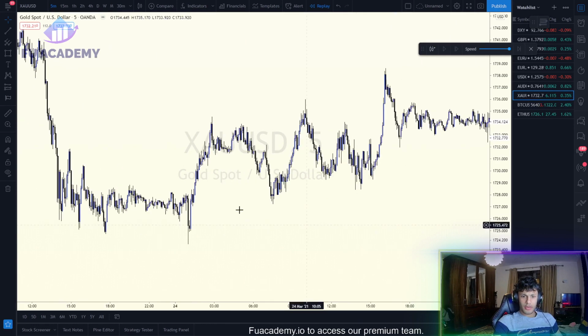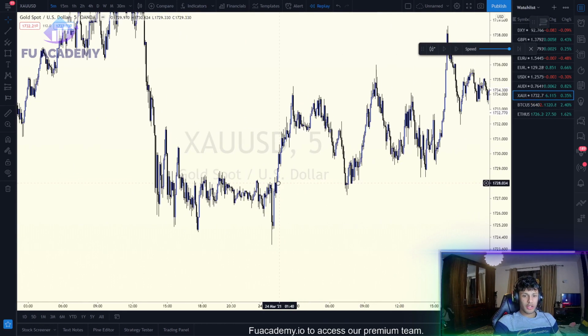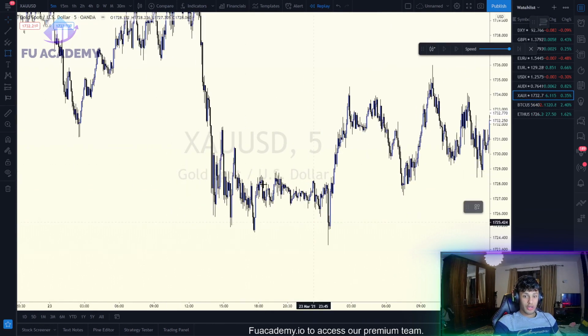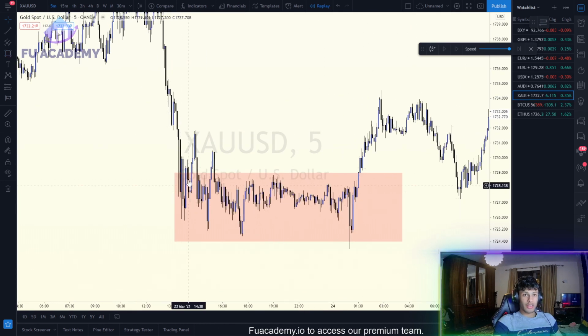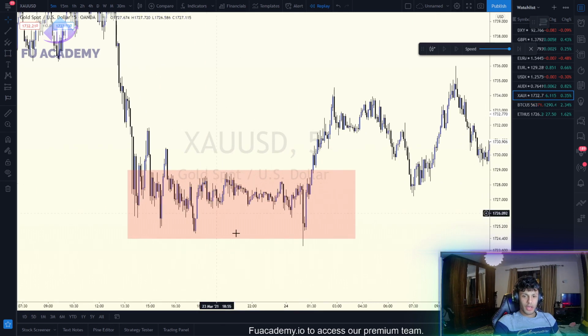Obviously, we had our accumulation right here. Once again, don't complicate it. An accumulation is just a consolidation. Okay, just right here, you have accumulation. Now, I'm not going to mark it up, but you can argue, obviously, that this is your PS, your SC, your AR, your ST in phase B. Okay, and this can be your spring.